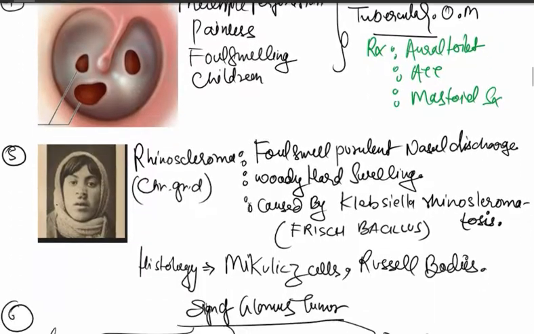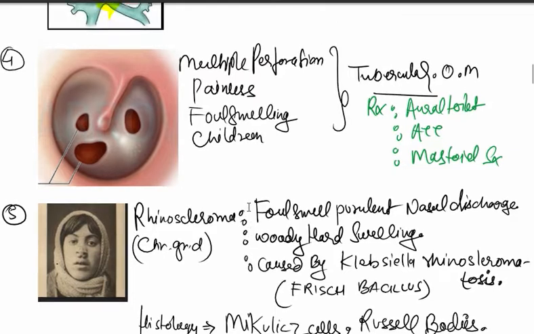Okay, next one. In this TM condition, you see multiple perforations. It is painless, painless otorrhea, and it is seen in children. So this is the condition of tubercular otitis media. To treat it, we need oral toilet, ATT and mastoid surgery. Always ATT is given first, then mastoid surgery.